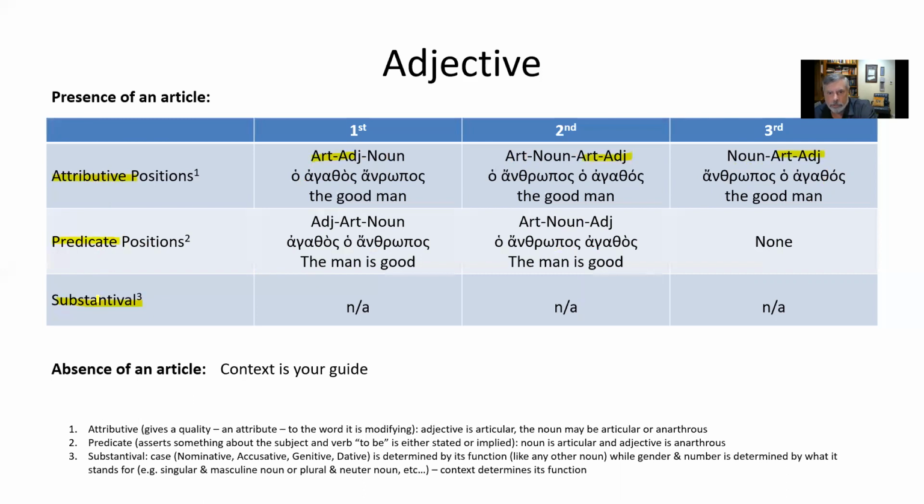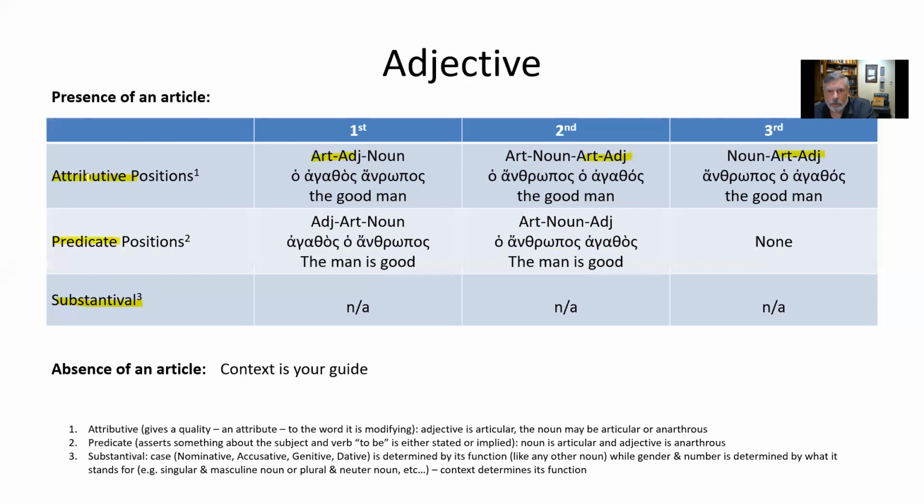How do you know if it's substantival? Well, context will tell you, because the answer is there won't be another noun to modify. That adjective will be there without something to modify, so it would be standing in as the noun. And then you would know which noun it's standing in for based on the case, number, and gender of that adjective. If it's a nominative, well, it's functioning as the subject. If it's an accusative, it's functioning as the direct object, and so forth. Singular and plural, etc.